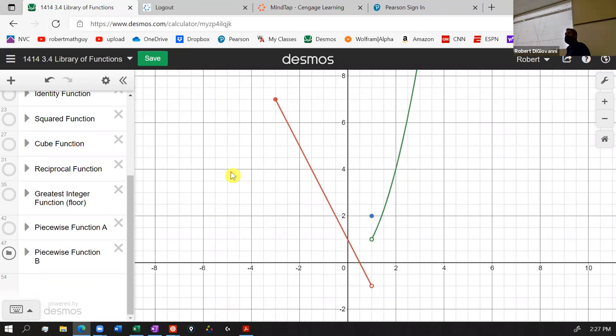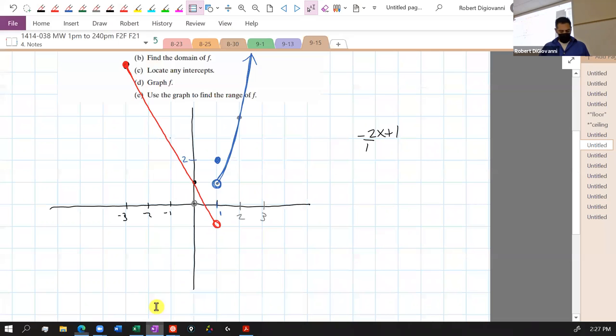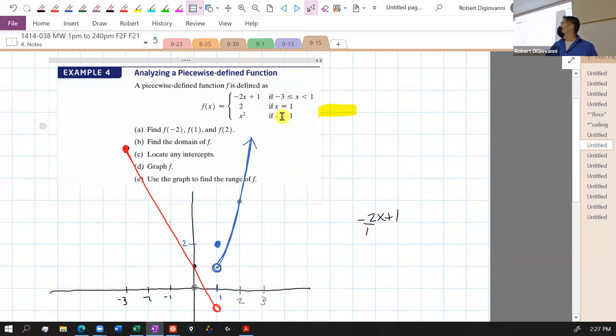One point, right? Because it said when x was one, x equals one, it wanted two to come out, right? That middle piece of the function? When x is equal to one, just spit out two. When x is bigger than one, do this. When x is less than one, do this.